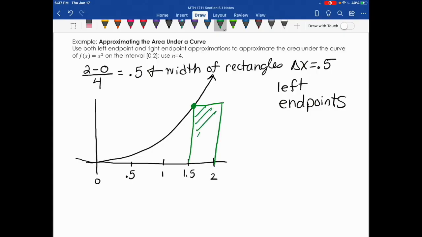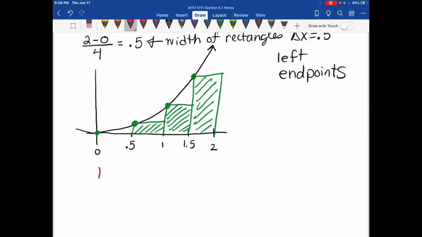So when I make my rectangle here, my left point is touching the function. And that way we can use that point, 1.5, to plug it in to find the height of the rectangle. Here's the next rectangle. I'm going to come up, use my left point, and that's going to give me the height of the rectangle. Next one, I've got this. My height at 0 is 0. I can't make my fourth rectangle.